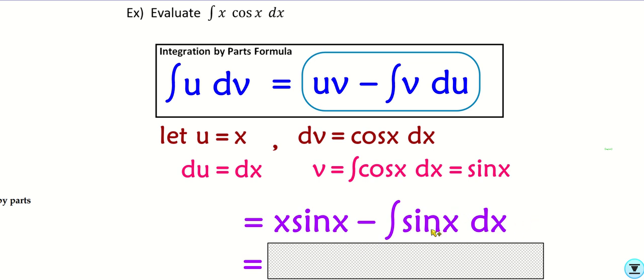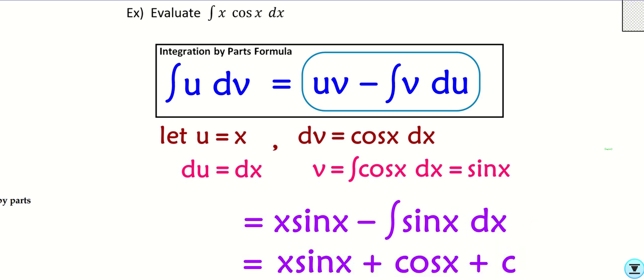And in this case, the integral of sine, we can do that, that's just negative cosine. So that's why the minus became a plus. And so this one's done. This is the final answer via integration by parts. So the integral of x cosine x dx is x sine of x plus cosine of x plus c. Okay?